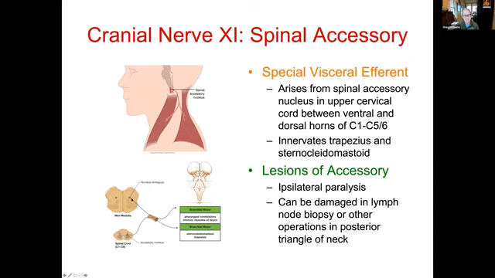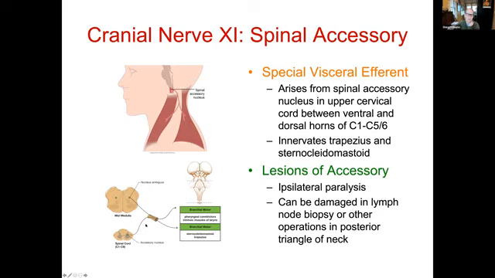And then what we see is they actually hop a ride on the vagus nerve after it emerges from the brainstem. And they just run with that vagus nerve just a little bit. And then as the cranial nerves exit the jugular foramen, this nerve comes off as a separate nerve out the jugular foramen with cranial nerve 9 and 10.